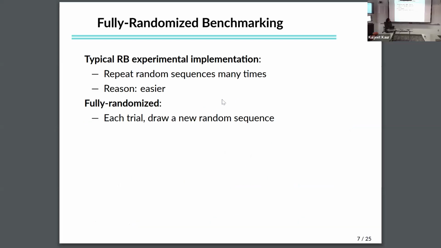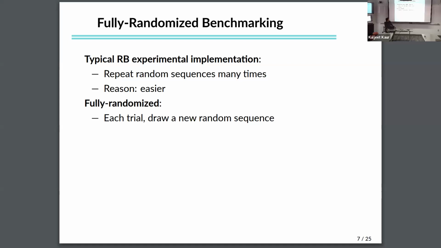Okay, so in a typical randomized benchmarking experimental implementation, these random sequences of Cliffords that I'm talking about, in practice, you just draw them and then repeat them many times. So you draw a random sequence, you input this into whatever control system that you have for the experiment, and then you run that a bunch of times and collect statistics about it. The reason people do this in practice is really just that it's easier to do it this way. In fact, it's very costly in most experiments to actually load in a random sequence into the control system and then run it. So it's comparatively much cheaper for them to just repeat a sequence many times and not worry about drawing new random sequences.